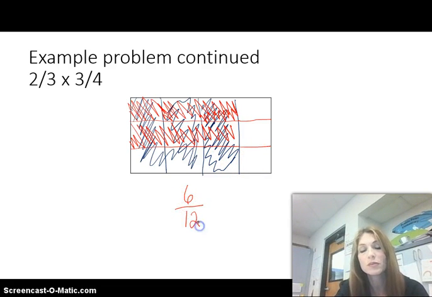So the answer to our multiplication problem of 2/3 times 3/4 is 6/12. If I was going to show that in simplest terms, I would reduce that and it would become 1/2.